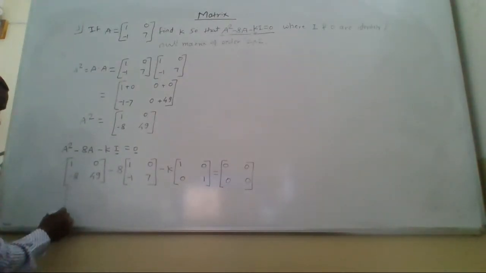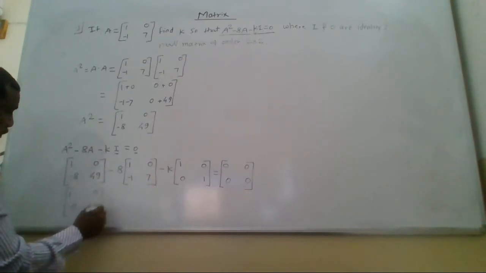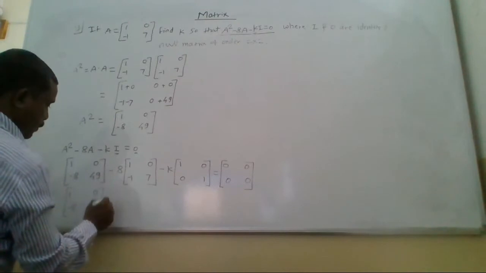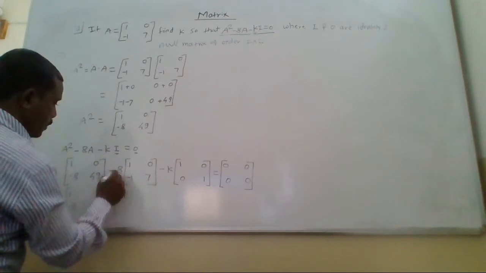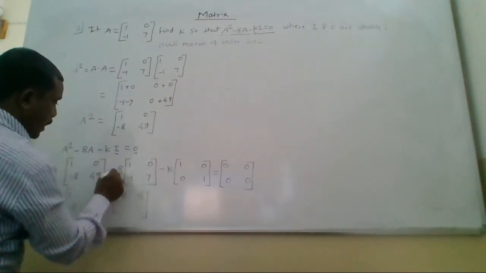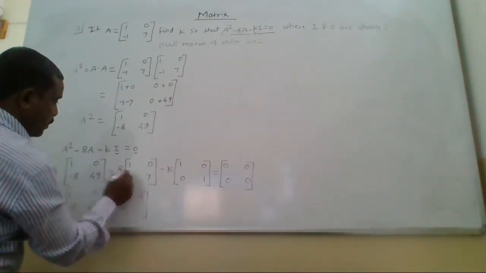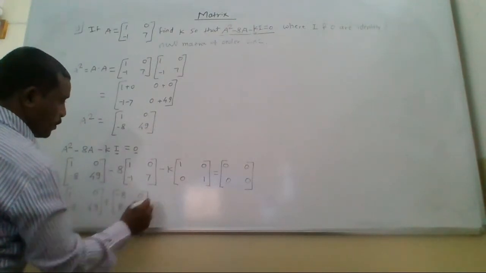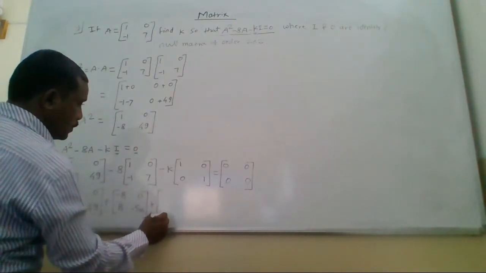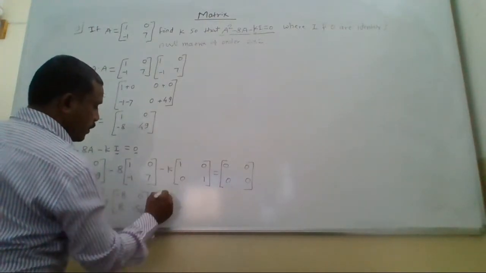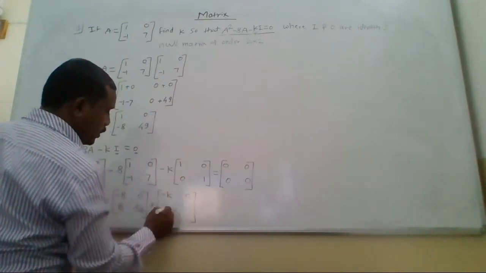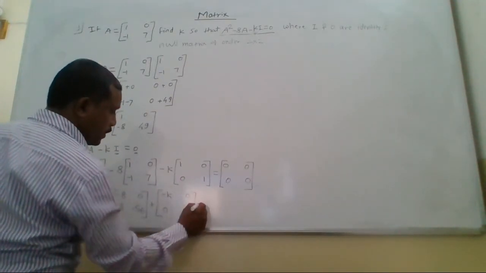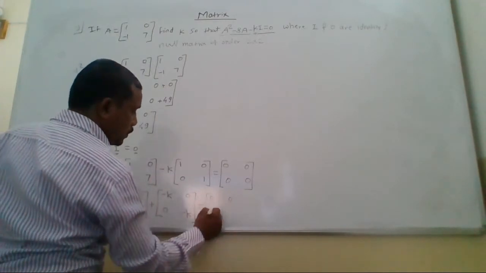Again, therefore, [1 0; -8 49]. So multiply this with minus 8: minus 8 into 1 is minus 8, 0, plus 8, and minus 8 into 7 is minus 56. So plus minus K into 1, minus K into 0, 0, and minus K into 1, minus K, equal to [0 0; 0 0].